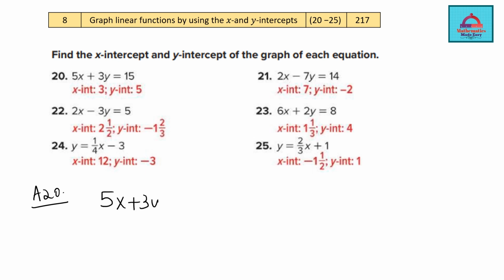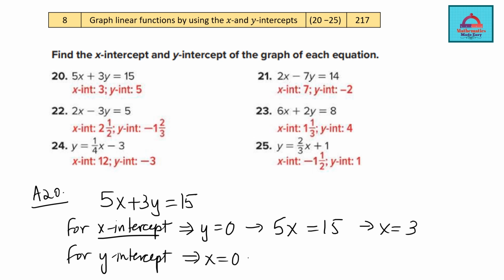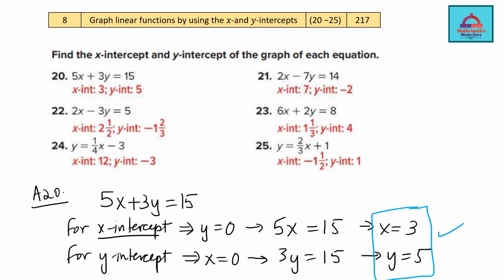5x plus 3y is 15. So for x-intercept, meaning the point where the graph is touching the x-axis, put y equal to 0 here. So what do you get? Y is gone, only x. So that means x is 3. So this is the x-intercept. For y-intercept, put x as 0. So when you put x as 0, you get 3y equal to 15 or y equal to 5. So your x and y intercepts are the following. Similarly, you can solve for the remaining questions.